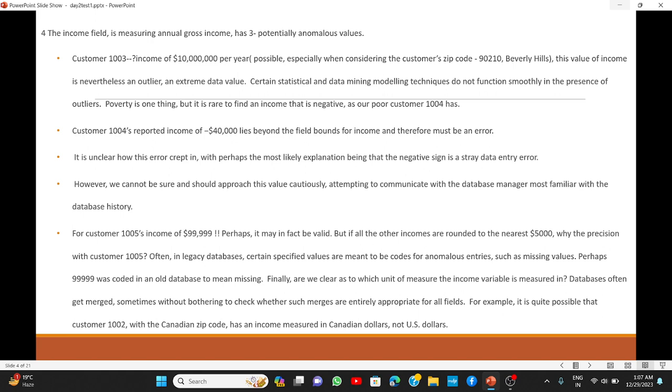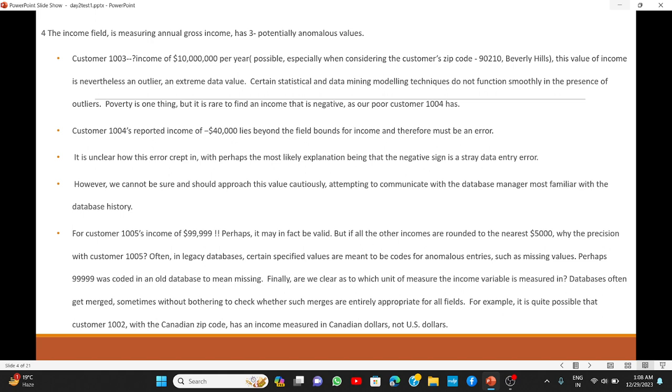Poverty is one thing, but it is rare to find an income that is negative, as our poor customer 1004 has. Customer 1004's reported income of -$40,000 lies beyond the field bounds for income and therefore must be an error. It is unclear how this error crept in, with perhaps the most likely explanation being that the negative sign is a stray data entry error. However, we cannot be sure, and should approach this value by attempting to communicate with the database manager most familiar with the database history.